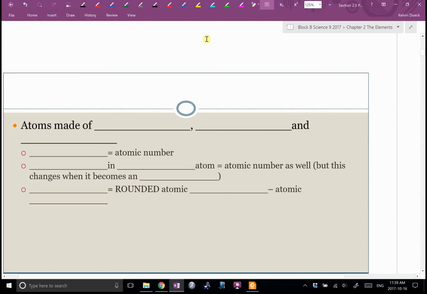Atoms are made of three things. What are the three subatomic particles? Okay, I don't want to write protons. What's our abbreviation for protons? Okay. Next one. Electrons, our abbreviation for that is a lowercase e minus. Neutrons, our abbreviation for that is N with a little 0.